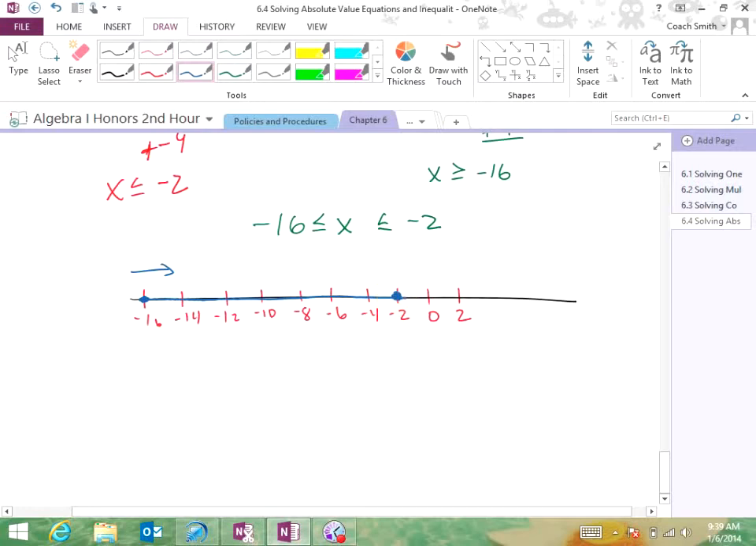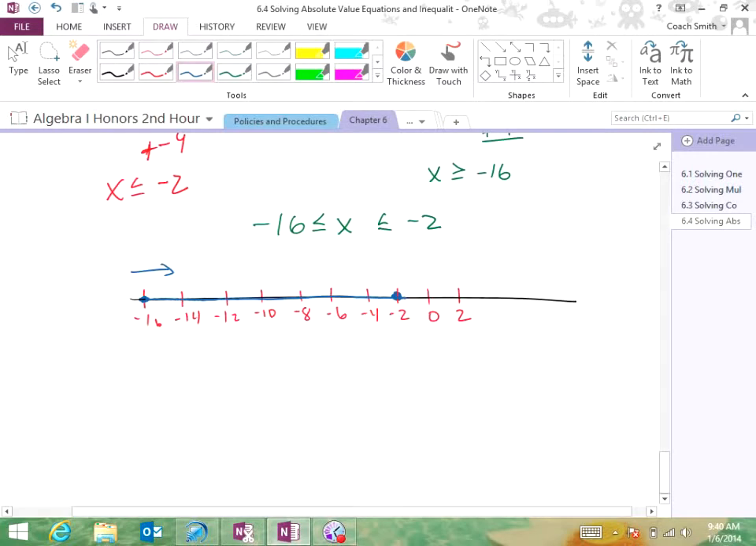And I'm going to color it in. Remember, the reason we color in the dot is why. Why do we color in the dot? Brandon. Right. It has the equal to, has the less than or equal to sign or greater than or equal to sign.